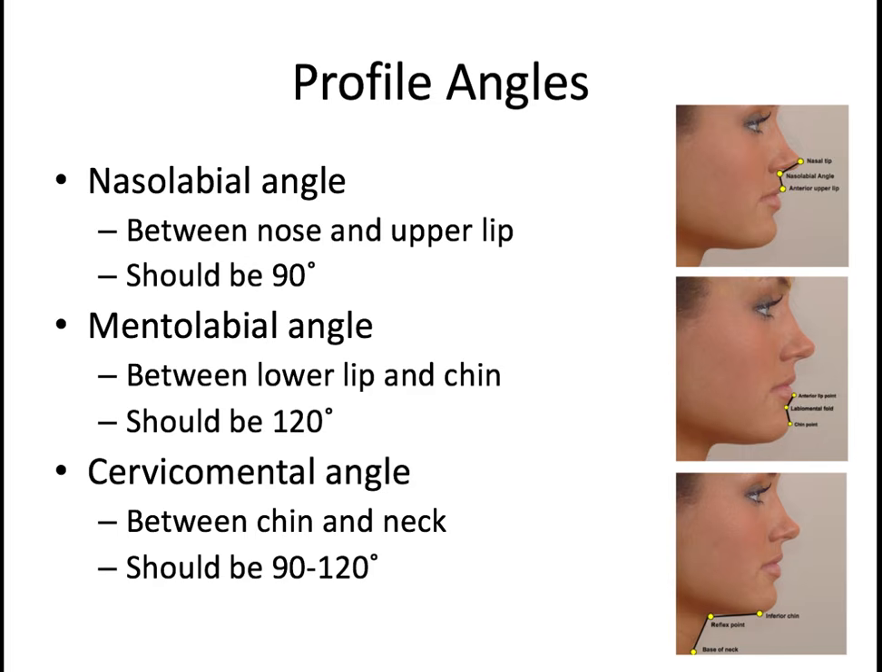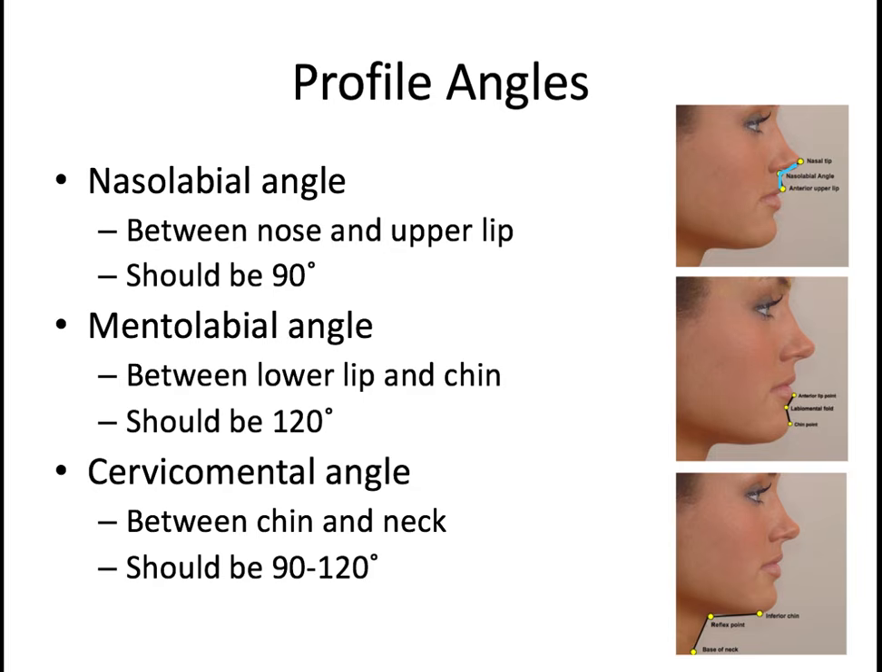Now we can zoom in a little bit more on profile and talk about specific angles that are formed in the soft tissue. So the nasolabial angle is formed between the columella of the nose, that's this bottom part of the nose here that separates the two nostrils, and the philtrum, that's that vertical indentation of the upper lip. And that makes sense. This is naso for nose and labial for lip.